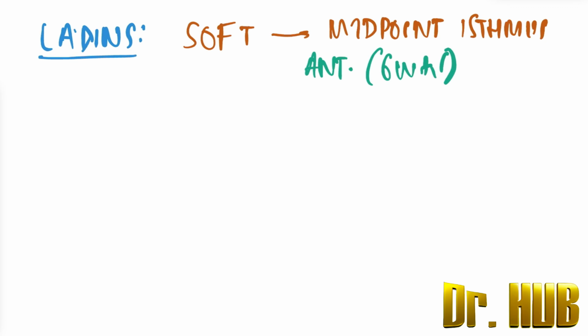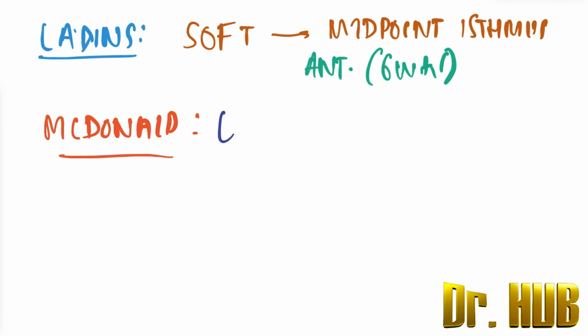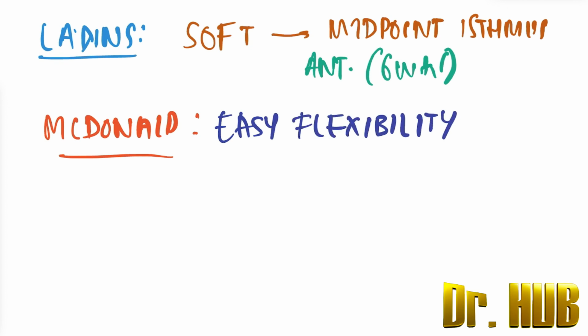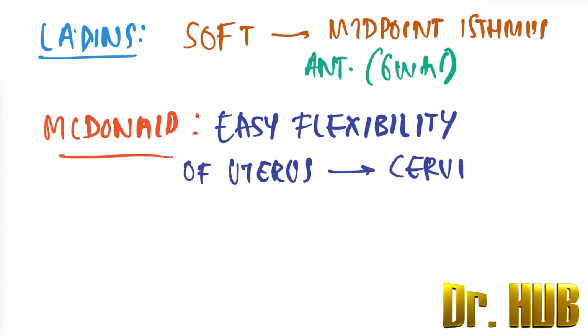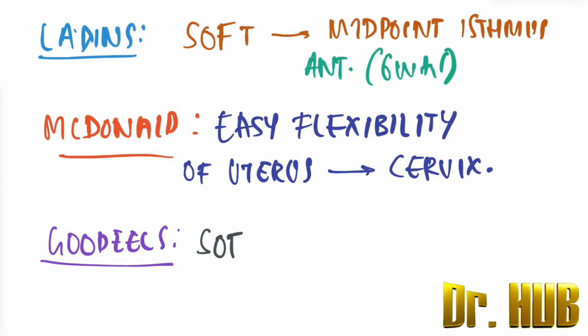Then we move on to the McDonald sign. So the McDonald sign is the presence of easy flexibility of the uterus on the cervix. Then we look at the Goodell sign. The Goodell sign is the softening of the cervix, and this occurs in about the 6th week.